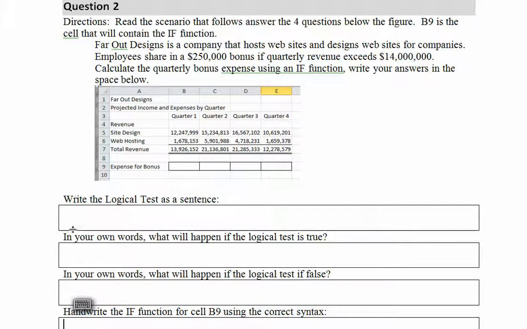So the first thing I maybe confused some of you with was I'm not wanting you to write the formula here, just to think it through and write the words. So when I want you to write the logical test here, I want you to, in a sentence, jot down what the logical test is. So in this case, we need to find out if the quarterly revenue exceeds 14 million. So our logical test is does quarterly revenue, I'm going to abbreviate that, exceed 14 million.